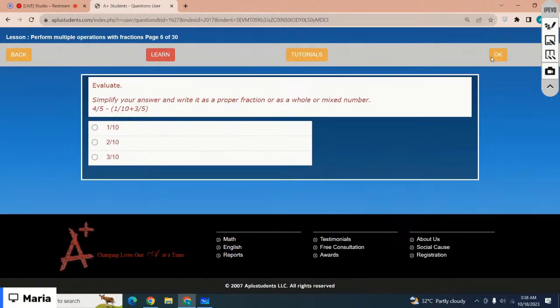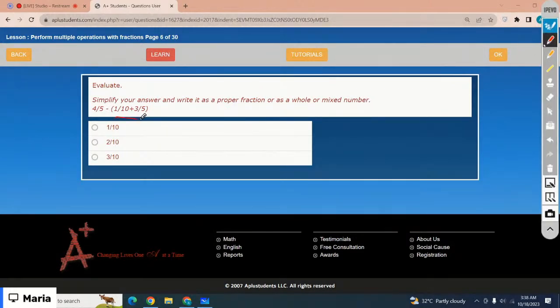Okay, evaluate 4 by 5 minus 1 by 10 plus 3 by 5. First, let's just add 1 by 10 and 3 by 5, right? But you cannot, they have different denominators. First, make the denominators the same, you need to multiply this by 2. It would be 1 over 10 plus 6 over 10. You can add them, that would be 7 over 10.